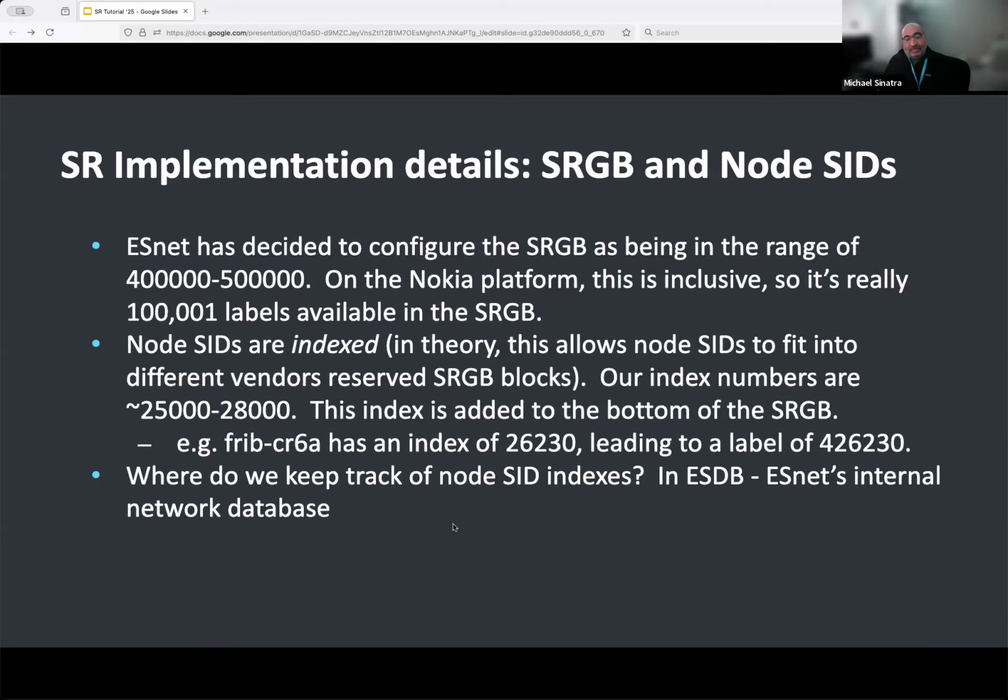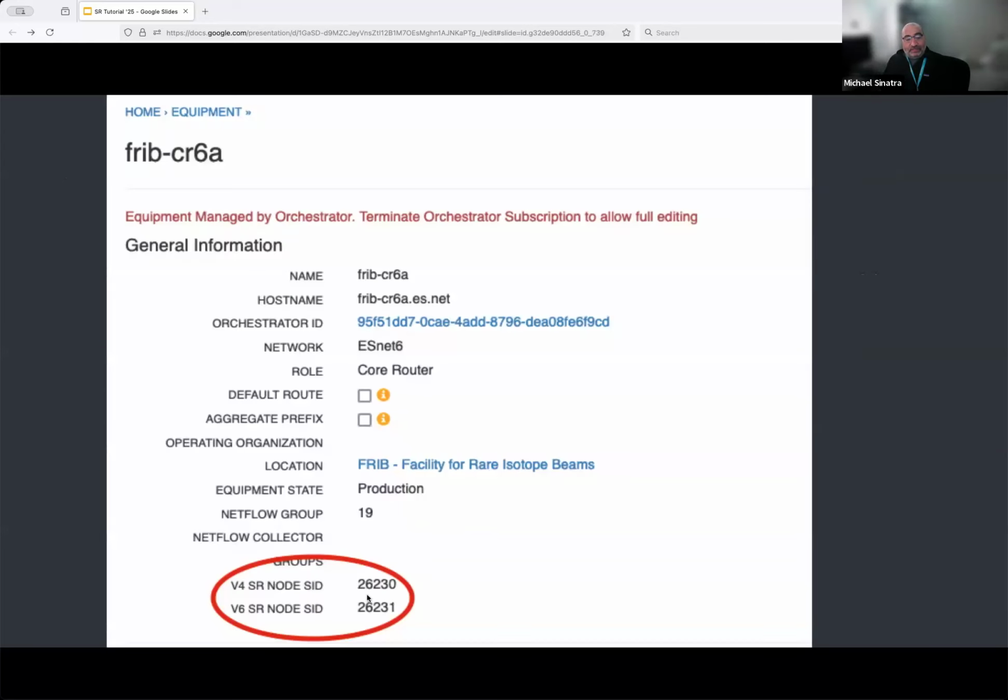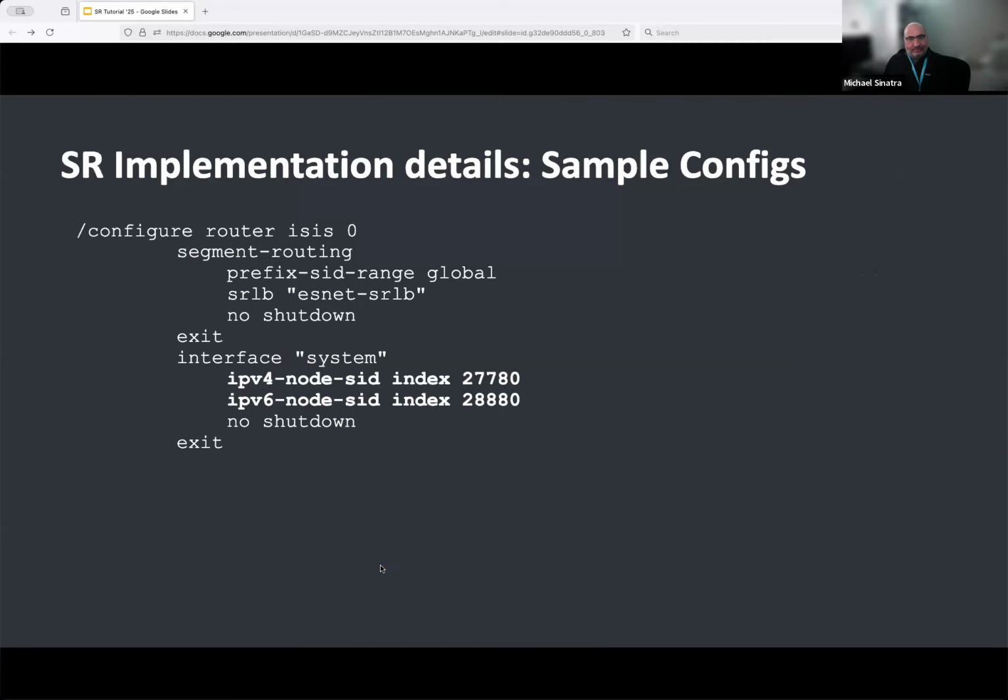So we actually have an internal network database where we keep track of the node SIDs. This is really a little bit of a misnomer. This is not actually the node SID, it's the node SID index. The node SID itself, when it's converted into an MPLS label, actually has a 4 in front of it. But here's an example of a router located as part of the FRID project at Michigan State. In addition to having lots of other information about the router, we do maintain the information about the segment routed node SIDs in there.